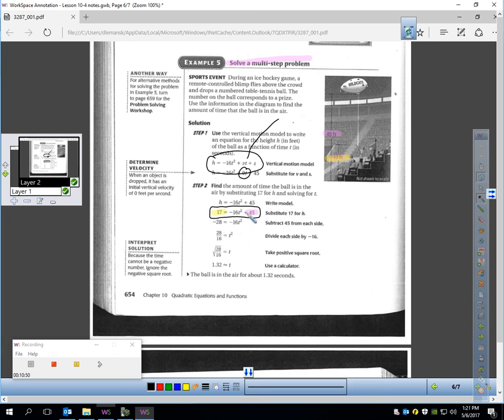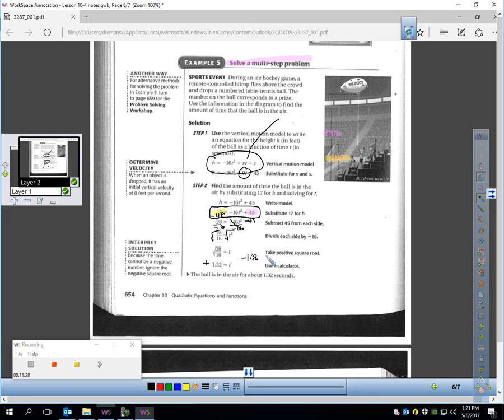So I got to take away 45 from each side first, which gives me negative 28 equals negative 16t squared. Then I can divide each side by negative 16. And that gives me t squared on the right, and negative over negative is positive, 28/16 on the left. I can square root each side. So the square root of 28/16, these are not both perfect squares, works out to a positive 1.32 and also negative 1.32.